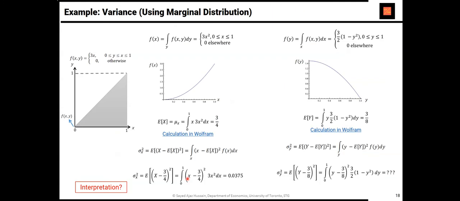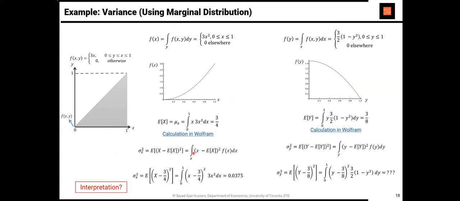Let's do it now for densities. Here's your joint PDF of x and y. You know how to extract just the density of x, just the density of y. You already know how to find the expected value of x. And now if somebody asks for the variance of x, you use this formula.